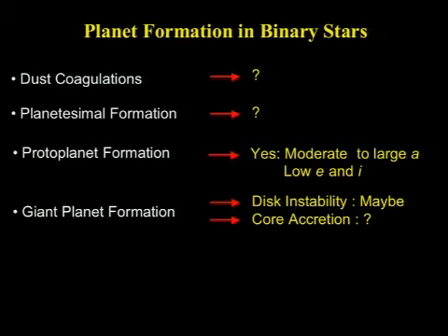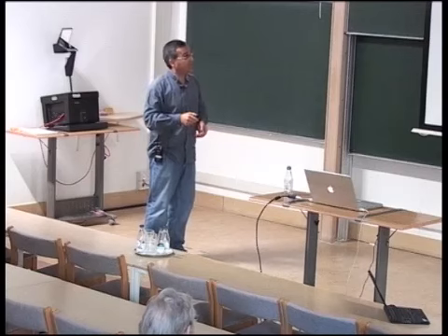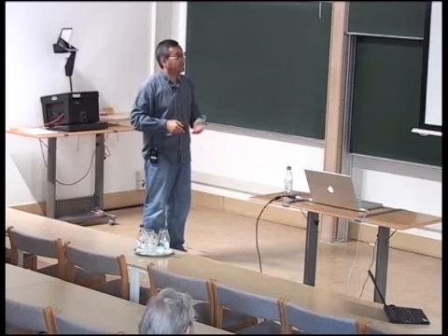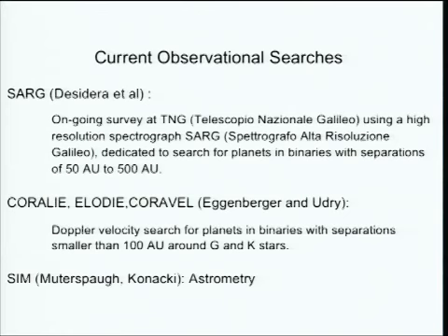Core accretion, we still have to work on this part of it to get to that, so that's still an open question. Terrestrial planet formation, it looks like the very late stage of terrestrial planet formation, we can do that. We can take a binary and try to understand whether terrestrial planets can form in there or not. So these are open questions as far as planets in binaries goes, and this is basically the current state of theoretical research. As far as observation, some of these are dedicated searches for planets in binaries, and some do planets in binaries.